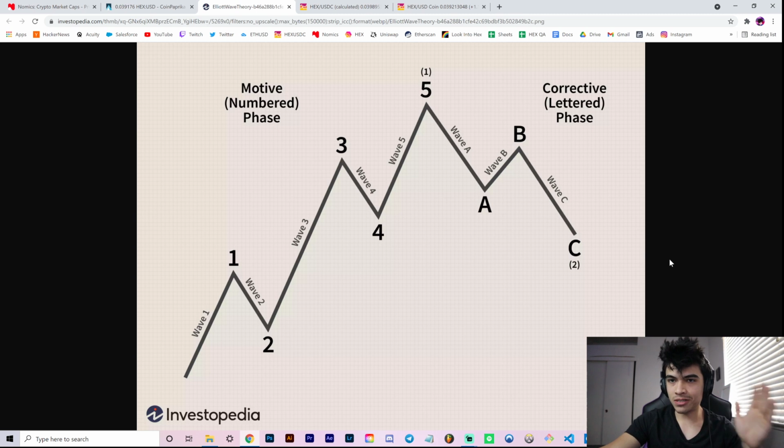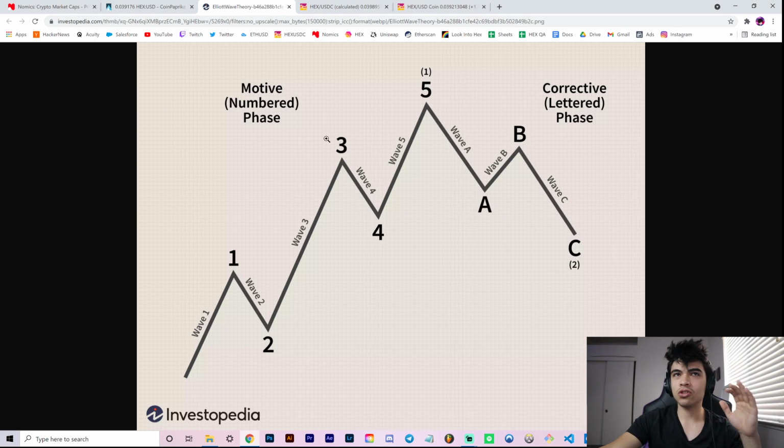So again, you can go deep into this. This is just an Investopedia graphic, so feel free to go to Investopedia. It's the most generic, common, chart analysis definition site. I digress. This is your Elliott Wave analysis.